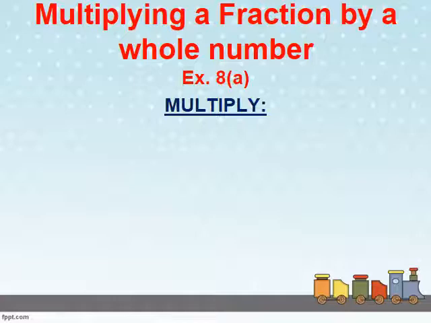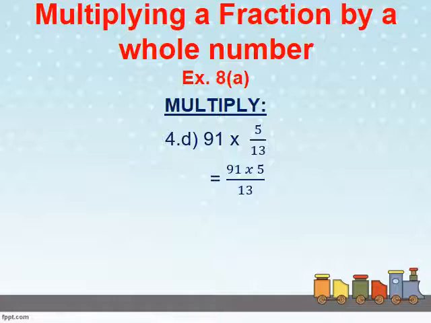Now children, let's come to the next question, which is question number 4, D part. Here again you have to multiply 91 by 5 by 13. So what are you going to do? Well, 91 is a whole number and 5 by 13 is a fraction. So again, in the numerator, we will write 91 multiplied by 5 upon 13 in the denominator.